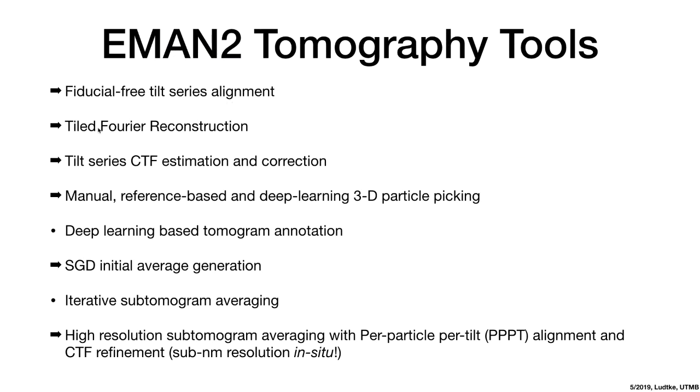We have a tiled Fourier, direct Fourier reconstruction method, which also works very well. It's at least as good as the other back projection-based methods that people use. There's a tilt series CTF estimation and correction, which is completely automatic and also seems to work very nicely in pretty much every case we've tried.